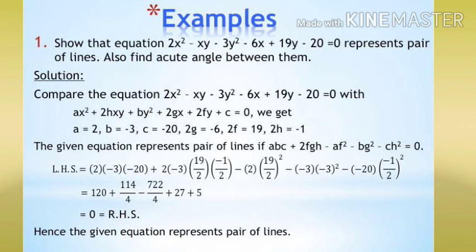Now, we have already seen the condition for an equation to represent a pair of lines, that is abc + 2fgh − af² − bg² − ch² should be equal to 0. So let us start with our LHS and substitute the values of a, b, c and h, g, f. After we substitute and simplify, we get 120 + 114/4 − 722/4 + 27 + 5, and when we simplify this, it is equal to 0. That becomes your RHS, which means the given condition is satisfied. Hence the given equation represents a pair of lines.